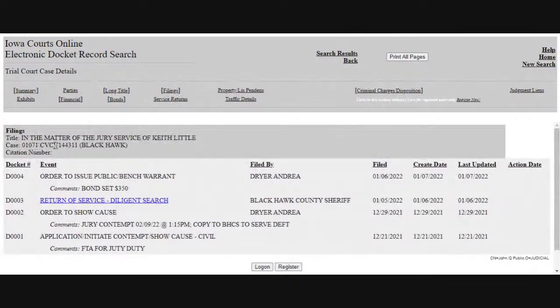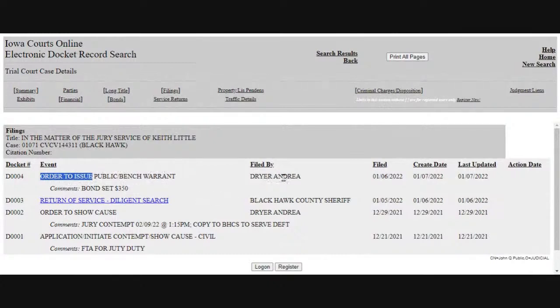CVCV 144-3111. Blackout. It's the same stuff. Docket number. Event. It's a record of an event. Order to issue. Public bench warrant.